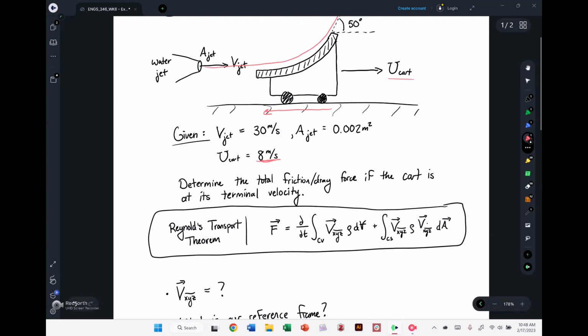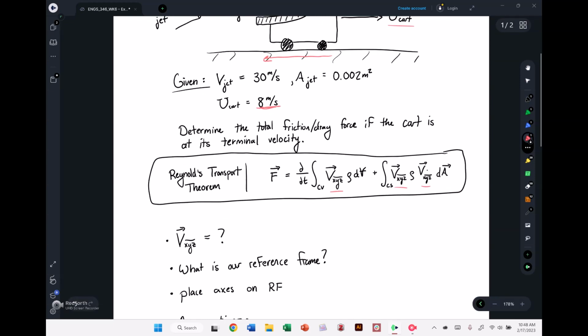And we can look at the Reynolds transport theorem equation down here in this box. I've changed the velocities to velocity x, y, z bar. So why did I do that? Well, I wanted to make it a little bit more specific. If you look down here, V x y z bar is velocity with respect to our reference frame.